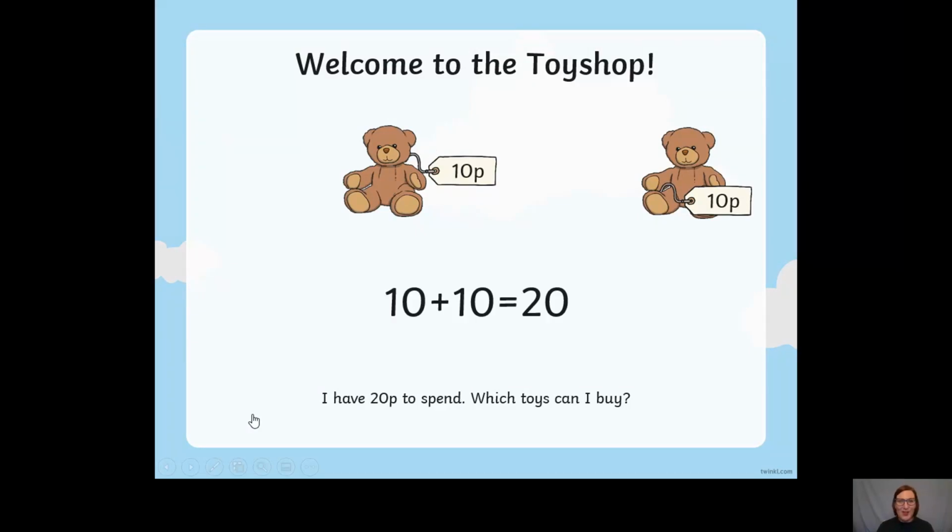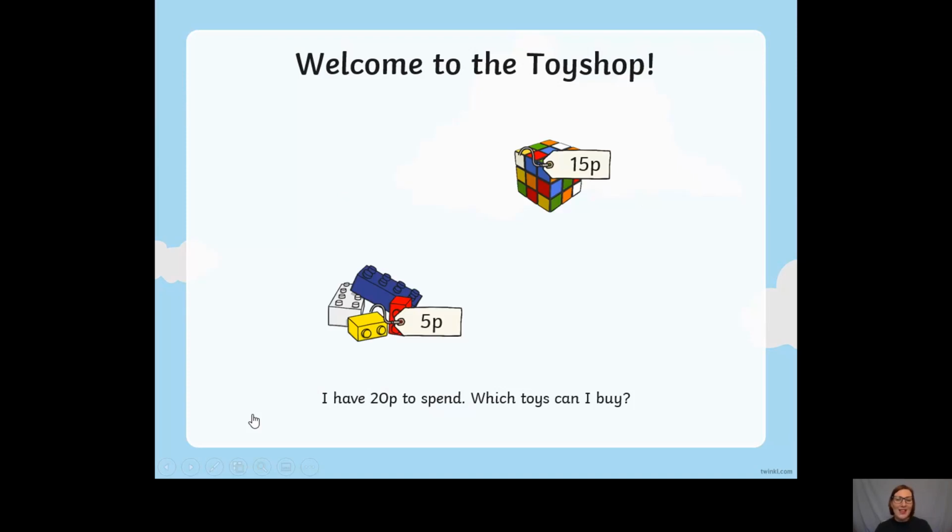I've got another one to show you now. I wonder if you got the same. So this time I had the Rubik's Cube, which was 15 pence, and the bricks, which were 5 pence. Now, do you remember the other day when we had a go at number bonds to 20? This is where you're going to use that knowledge of number bonds to 20 to help you. So I had 15 add 5. 15 pence add 5 pence gives me 20 pence.